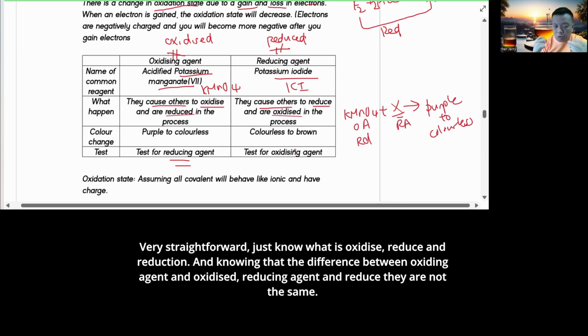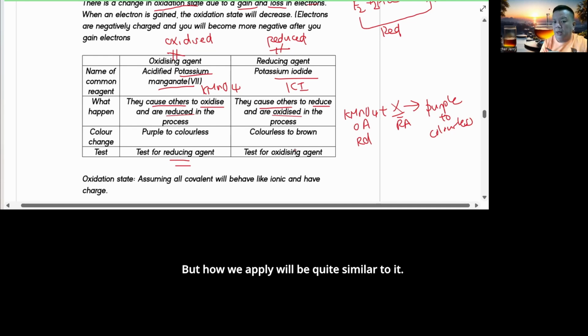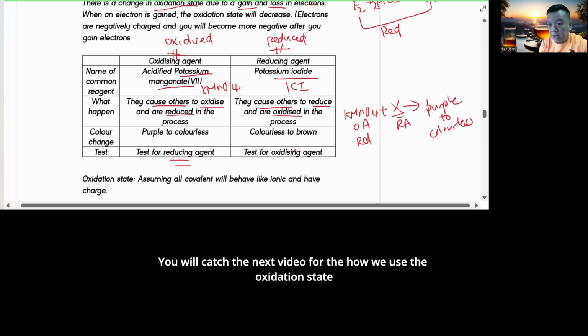Very straightforward. Just know what oxidize and reduction are, and that the oxidizing agent and oxidize, and reducing agent and reduce, are not really the same. But how we apply them will be quite similar. Catch the next video for how we calculate and use oxidation state as an example to answer a redox question.